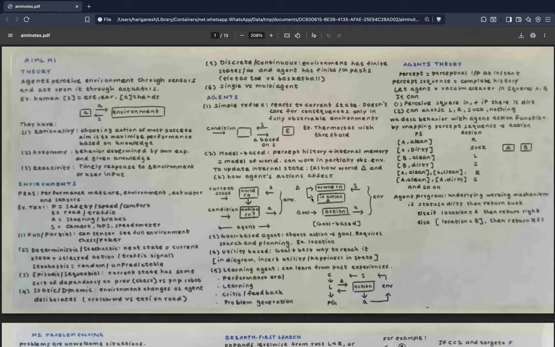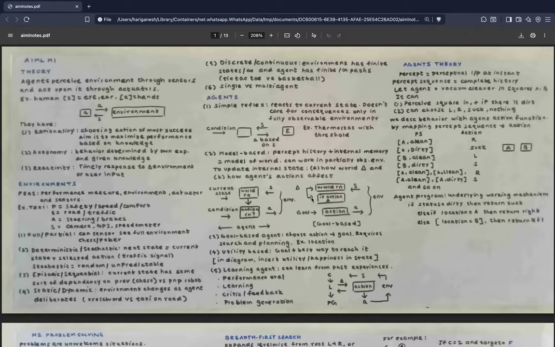The last bit of theory in this module is percept sequence and the agent program. The first is percept sequence, which is a complete history of the agent's actions at any point in time. Let there be an agent that's a vacuum cleaner, for example, and there are two squares it can move in, A and B.